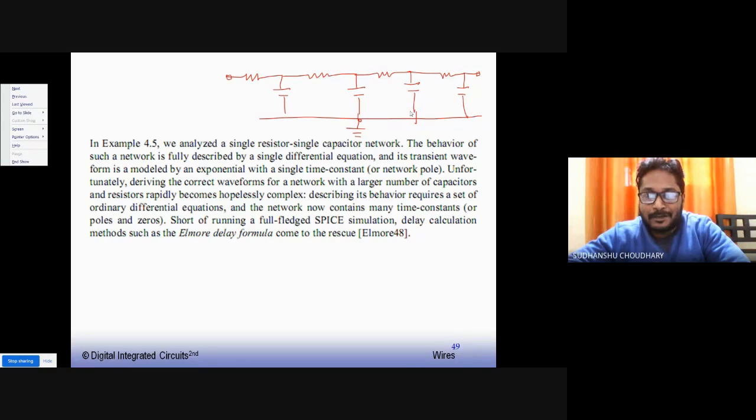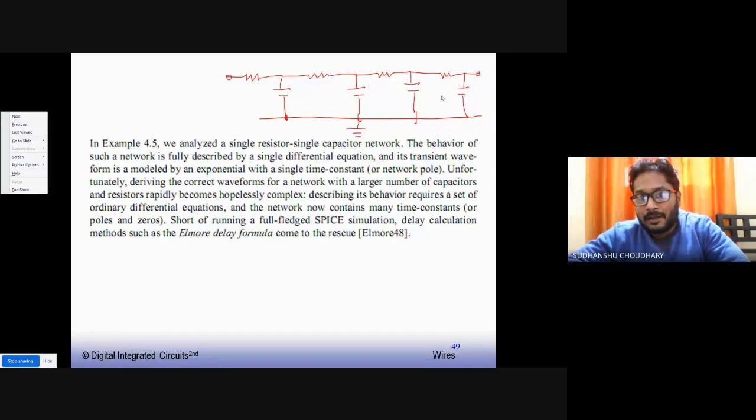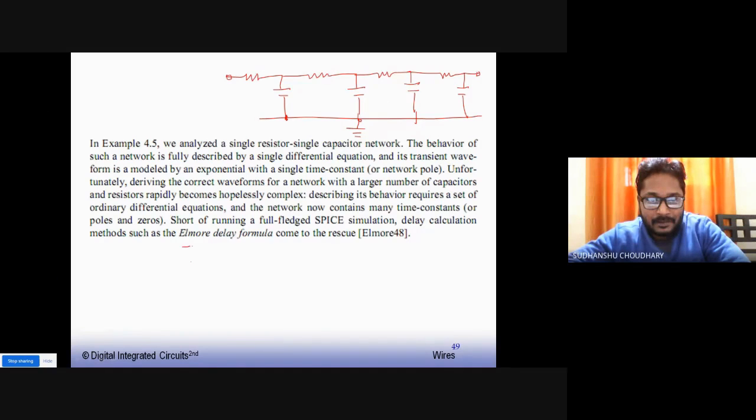Now for the analysis of this circuit, in fact there are no closed form approximations. A closed form solution for this type of problem does not exist. So unless you perform a SPICE simulation, one cannot find out the delay of this circuit. So one has to use either approximate models or SPICE simulations. Now the delay of the same circuit can be found if one uses this technique which is called the Elmore delay formula. By using this Elmore delay method, one can find out the delay of this type of circuit where you have many RC time constants.